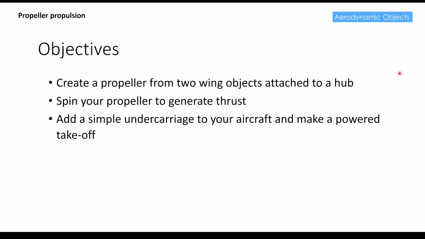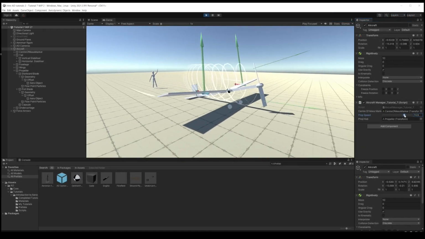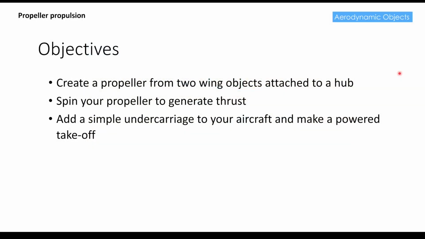We're going to add an undercarriage to the aircraft so it can roll on the ground, and then we're going to make a powered takeoff.